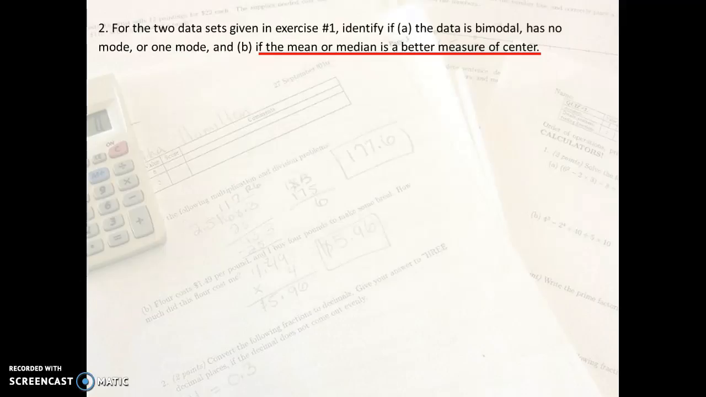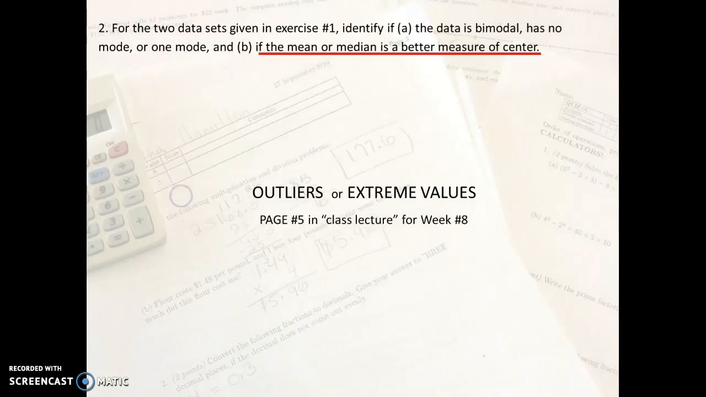The other question, number 2, is asking about mean or median is a better measure of center. In order to answer this question, I just want to highlight 2 vocabulary words: outliers or extreme values, numbers that are far away from the rest of the other numbers. I'm not going to outline this in detail right now, but I will direct you right here. If you go to page number 5 in that class lecture, and this is all found in course documents. Course documents, download week number 8, there's a class lecture. And if you go to page number 5, it explains this in a little more detail.